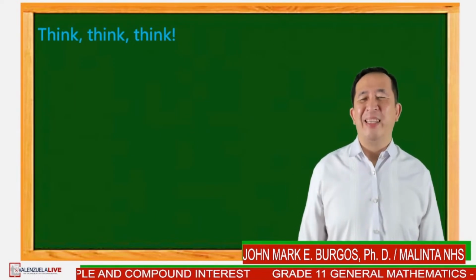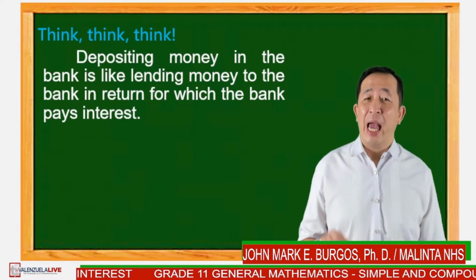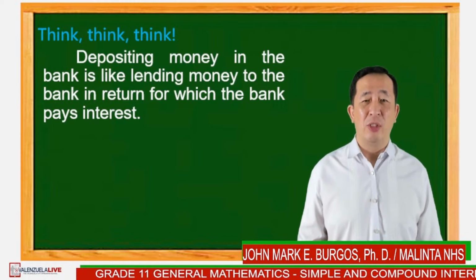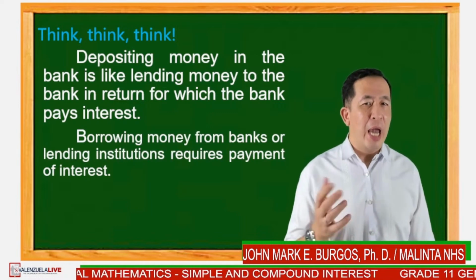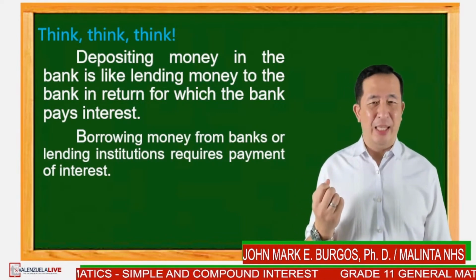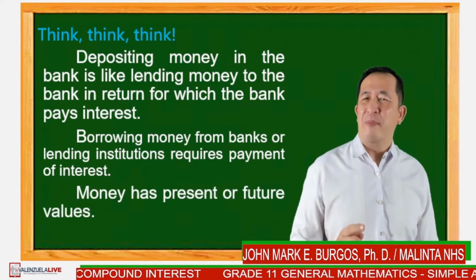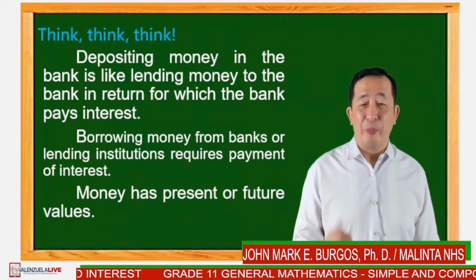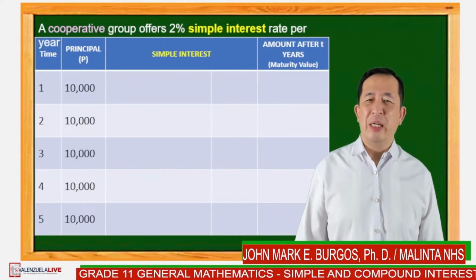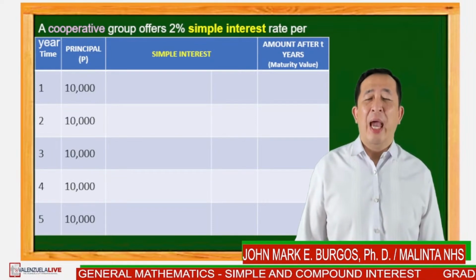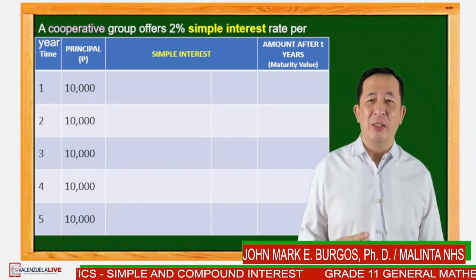Let us contemplate the situation. Depositing money in the bank is like lending money to the bank, in return for which the bank pays interest. Borrowing money from banks or lending institutions requires payment of interest. Always remember that money has present or future values. Let us consider the first option. A cooperative group offers 2% simple interest rate.